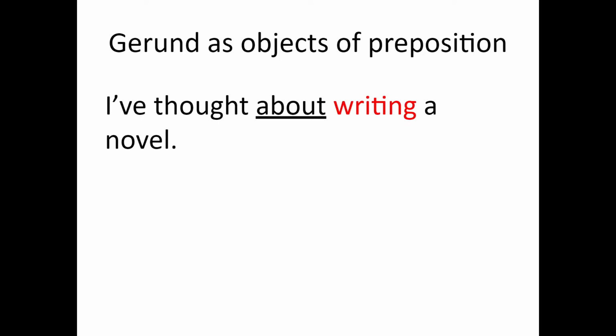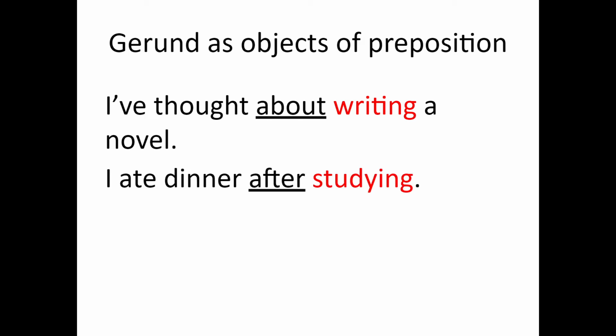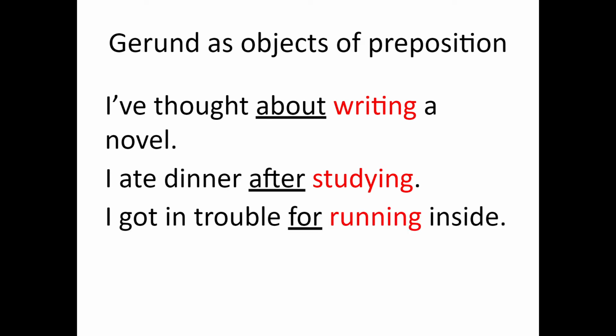So as you know, a prepositional phrase consists of a preposition plus a noun or a noun phrase. And when a verb occupies that spot as the object of a preposition, it has to be put into a gerund form. So I've thought about writing a novel. I ate dinner after studying. I got in trouble for running inside. About, after, for are prepositions, and then the gerund would be the object of those prepositions.